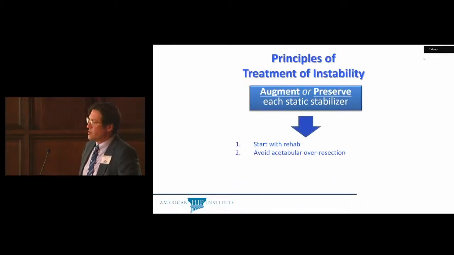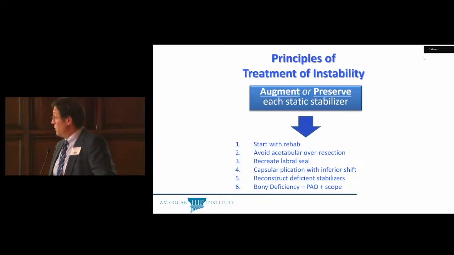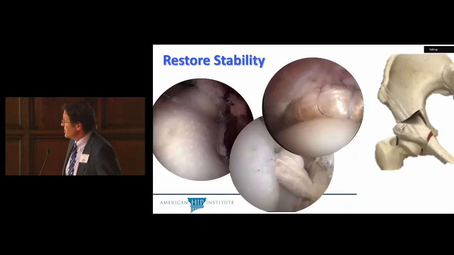Of course, we start with rehab, which really focuses on the dynamic stabilizers. And then in the surgery, we avoid acetabular over-resection. We recreate the labral seal. We do a capsular plication with an inferior shift, and reconstruct the deficient stabilizers, i.e. the labrum, maybe the capsule, maybe the ligamentum teres. And if there's bony deficiency, then we do a PAO with the scope, as has been talked about here extensively.